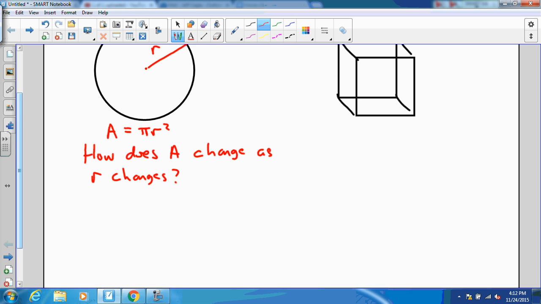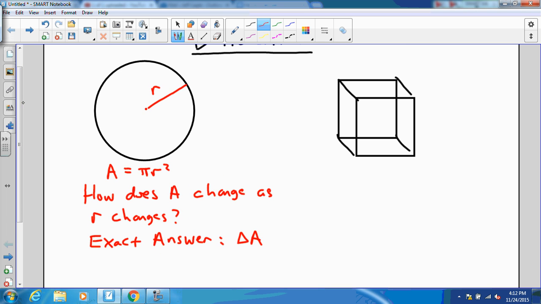There are two answers to this question. There is an exact answer, and the exact answer we're going to call delta A. It is the amount that the area actually changes by when r changes by a little bit.